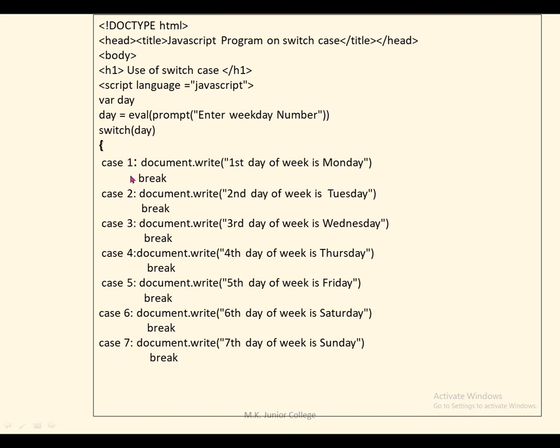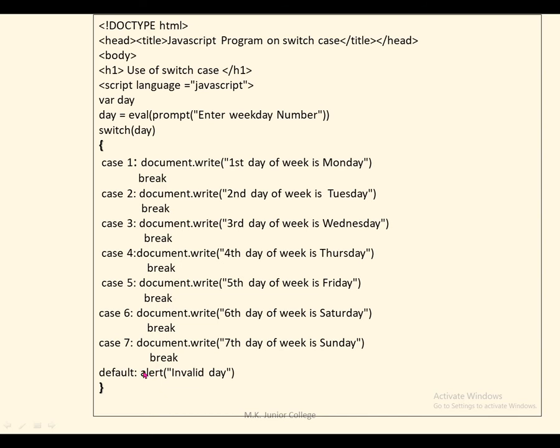Now after giving all these 7 cases, if the user adds something like 100, which is not a day number of any week, it goes to the default case. If the user enters anything other than 1, 2, 3, 5, 6, 7, whatever the user enters, if it is 8, 9, 100, A, B, whatever, you will get the message as an alert: invalid day. Okay, invalid day number, or whatever message you want.